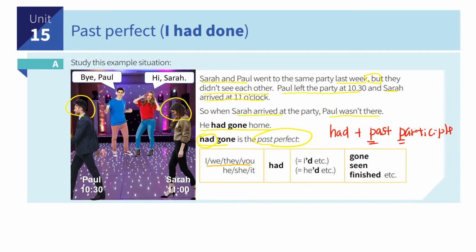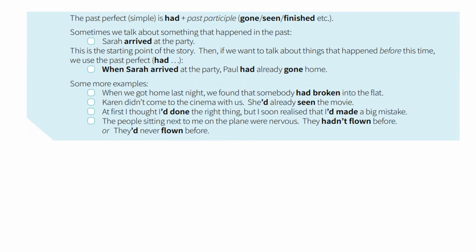I, we, they, you had gone. He, she, it had gone. So in the past perfect, every person uses had. Had gone, had seen, had finished, etc. The past perfect is had plus past participle: gone, seen, finished, etc.